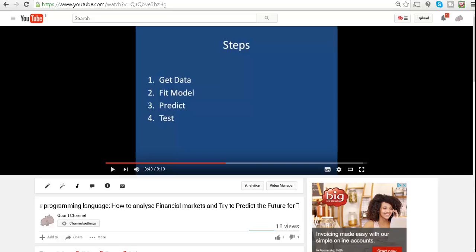We went through the 4 steps last week. We got data using Quant. Then we fit a model to that data using the lm command. So we fit the data using our training data set, and then we predicted what we expected to happen for the next 100 days.